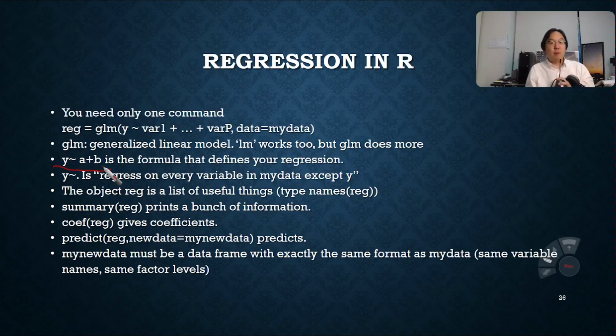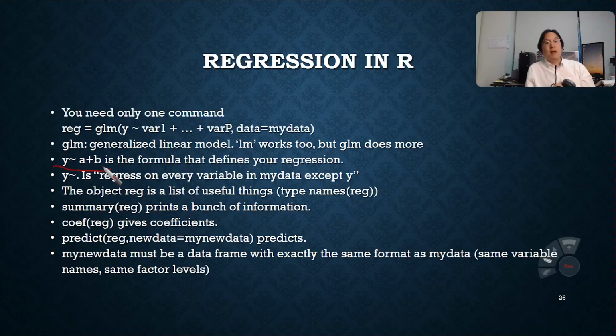Yeah. The object regression is a list of useful things. Yeah. And then summary regression or summary reg, right? Then by this regression, you are creating an object called REG. So you want to get the idea of this object. The command should be summary REG. And it prints out a bunch of information. And there you have some coefficients, right, of your regression results. And coef parenthesis reg gives the coefficients.